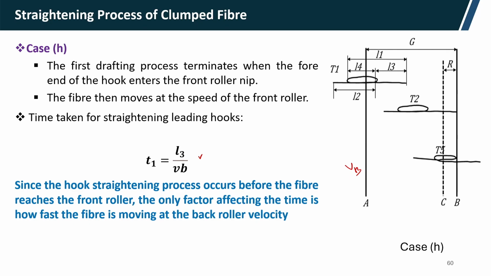Since the hook straightening process occurs before the fibre reaches the front roller, the only factor affecting the time is how fast the fibre is moving at the speed of the back roller. So, Vb is there. Okay. So, T2 will be 0.